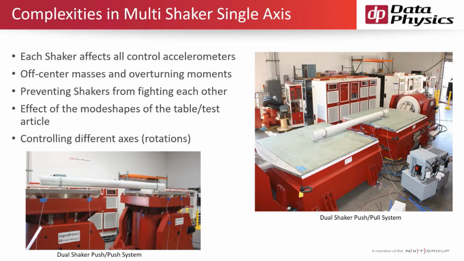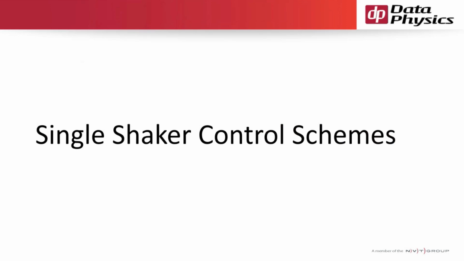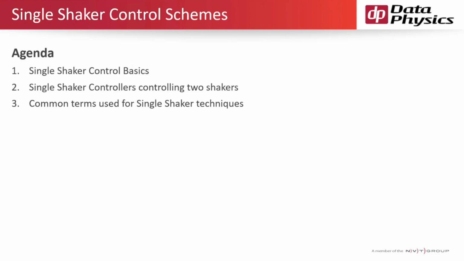Okay, so that's a brief outline of the complexities in a multi-shaker single axis test. Now I'm going to take a step back and talk about a single shaker controller. So we're going to start out with a single shaker controller, talk about what it does, what its goals are in controlling a single shaker configuration, and then we're going to delve into where the shortcomings are in those assumptions made, and why you really need a MIMO controller to properly control a multi-shaker single axis configuration. So single shaker control basics.